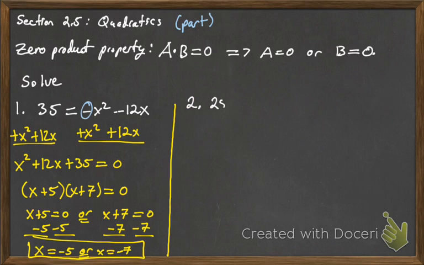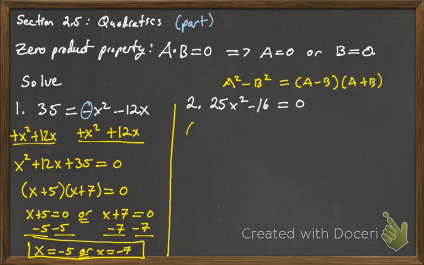Anyways, all right, so let's look at another one, 25x squared minus 16. This is also a factoring problem. It is a difference of squares, or sometimes we call it a difference of two perfect squares. 25 and 16 are both perfect squares, and we have a difference in between them. That factors into a minus b and a plus b. So hopefully we can recognize that.